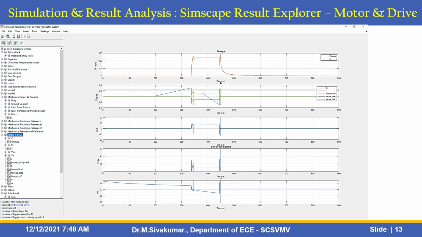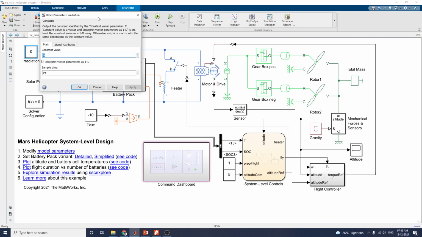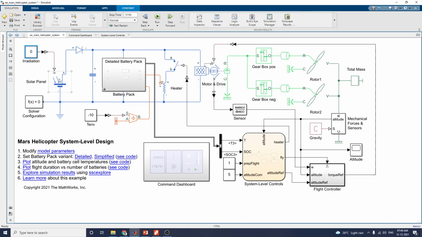At this time, we are going to see the model. This is a Simulink model. It's the irradiance. This irradiance block is a constant block. Initially, set the irradiance value to constant 0, and this is the solar panel.